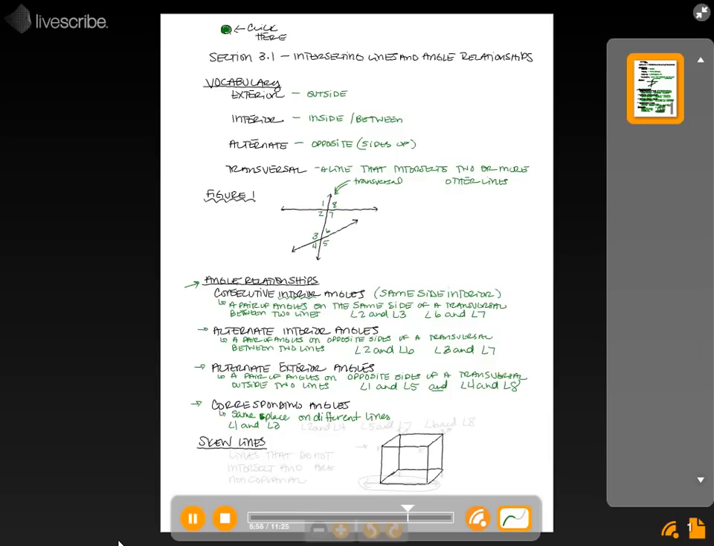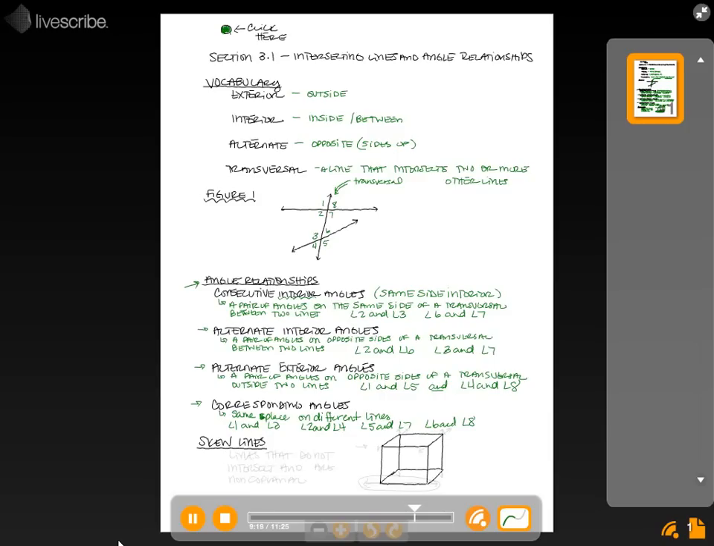Now there's three other pairs of corresponding angles in our picture, and one of them is angles 2 and 4. Another one is angles 5 and 7. And the last one is angles 6 and 8. Okay? Those are our four pairs of corresponding angles in our picture.